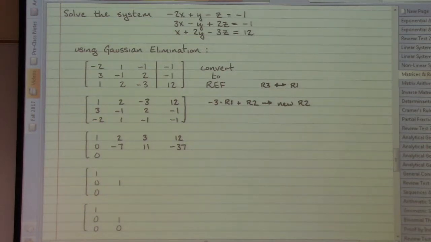Let's go ahead and do a new row number 3. 2 times row 1 plus row 3 can give us a new row 3. 2 times 1 plus negative 2 is 0. 2 times 2 is 4, plus 1 is 5. 2 times negative 3 is negative 6, plus negative 1 is negative 7. 2 times 12 is 24, plus negative 1 is 23.